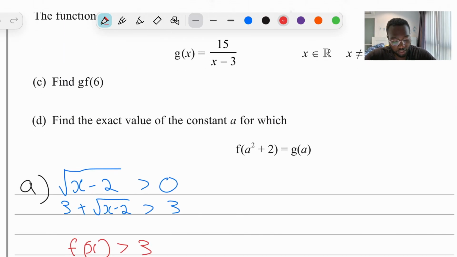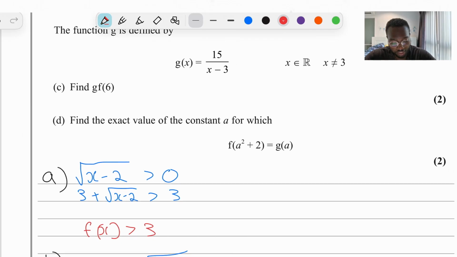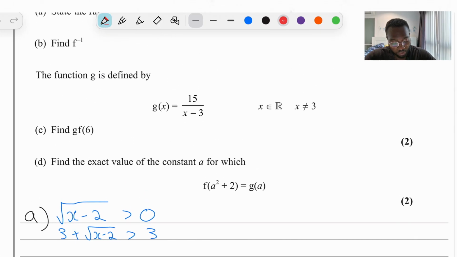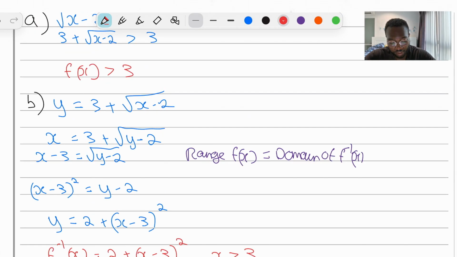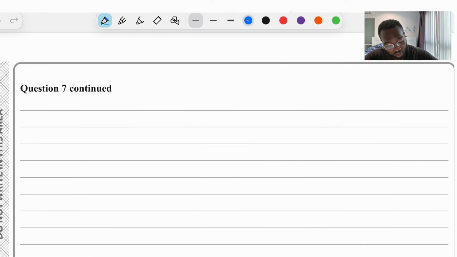Okay, for part C, we need to work out g f of 6, okay? So we've got g of x here, we need to work out g f of 6. So first thing first, let's work out what f of 6 is and put that into g. So if I do the next page here, let's do f of 6, okay? So f of 6, what would that be?